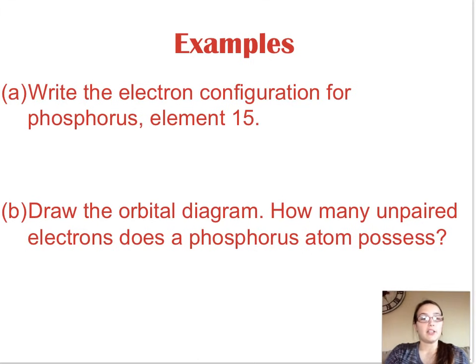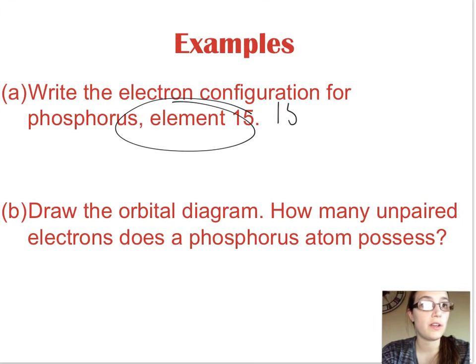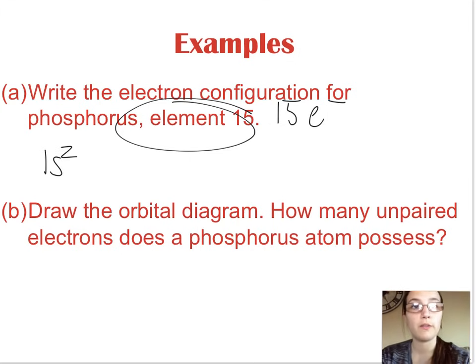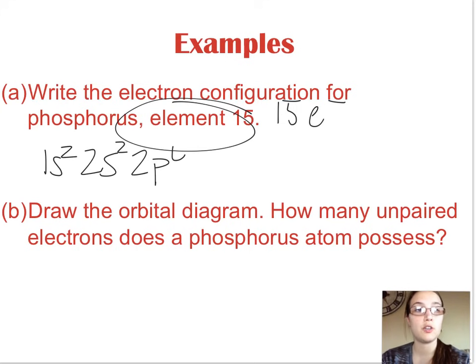When you're writing the electron configuration for phosphorus, it's important first to know how many electrons we have. Phosphorus in this example has the atomic number 15, so there are 15 electrons. We're going to start in the top corner of the periodic table and work our way across. We start with 1s, fill that completely, come down to 2s, fill that completely, then go across to the 2p, which we also fill completely.